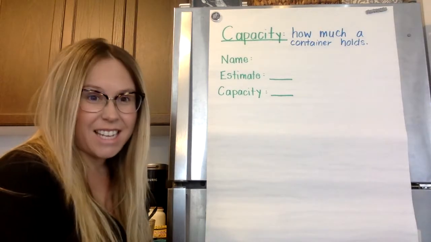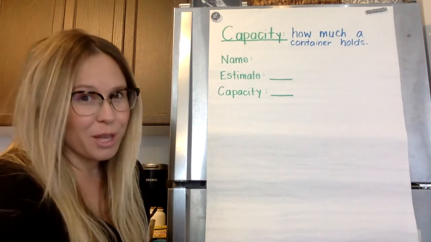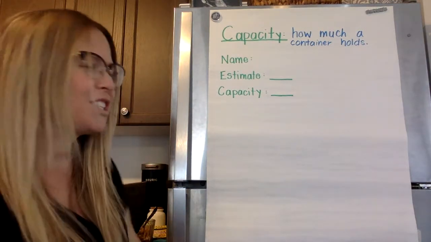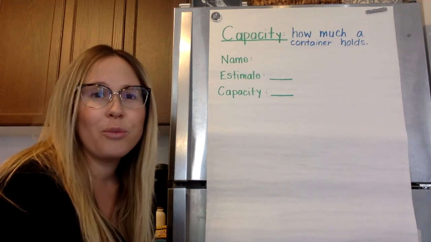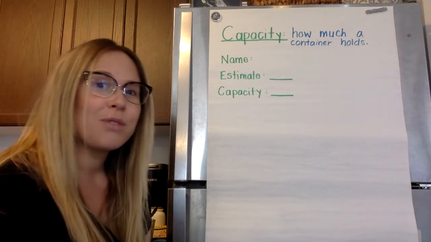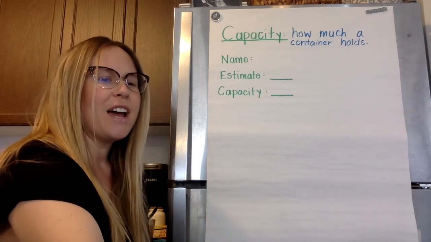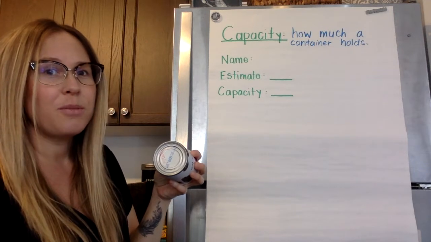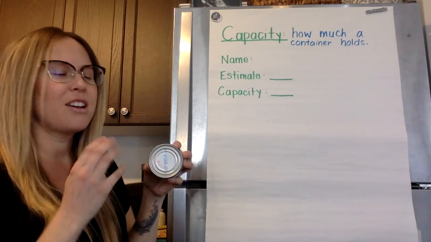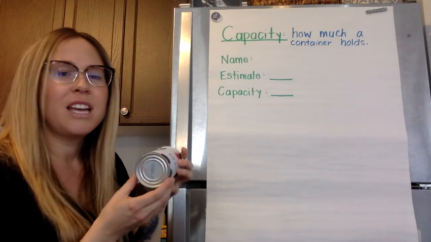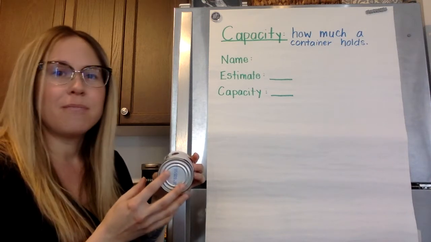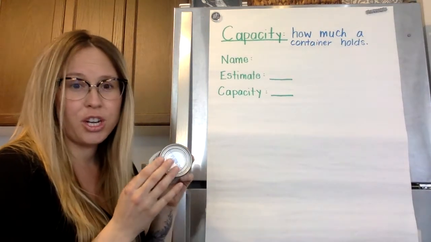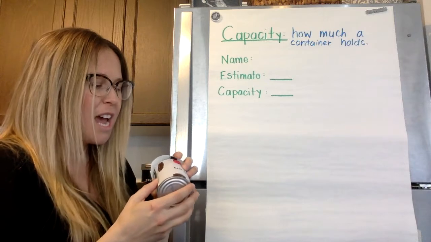Once you've got that done, we're going to do some experimenting with capacity. And so the first thing that I want you to do is to go and find a container in your home, possibly that you could reuse from the recycle bin. I actually just used a soup can. If you use a soup can, I want you to make sure that you get help from an adult to take off the lid, just so that you don't cut yourself on the lid, and that you're being safe if you're using metal, okay?